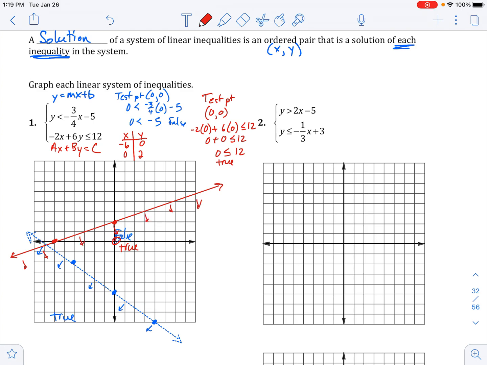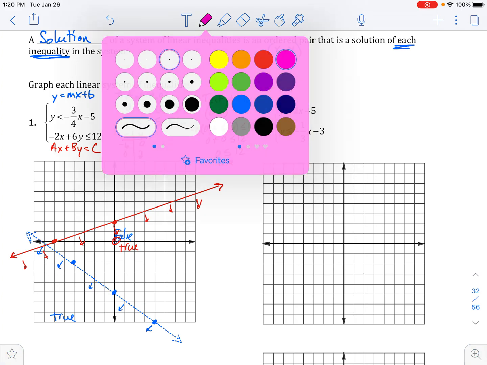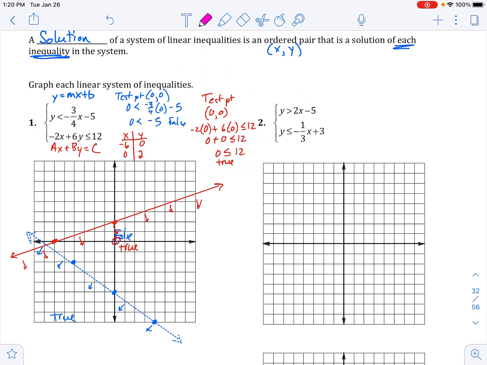And where those solutions lie are where the red and the blue intersections are. So that's the left and down from the blue line, and down and we'll say down from the red line. So now I'm going to darken that in and say that that shaded region is in here, which means any ordered pair in that region would satisfy being a solution.